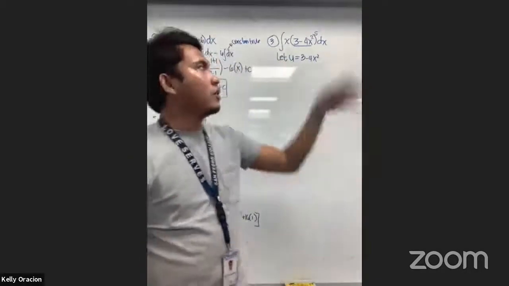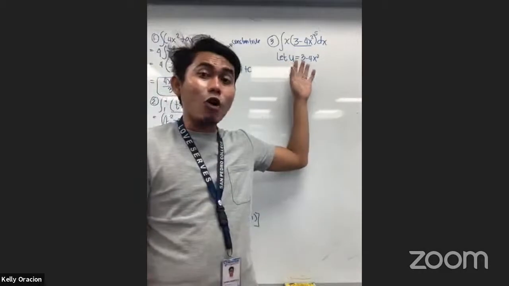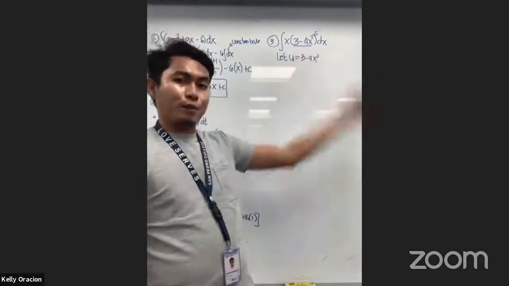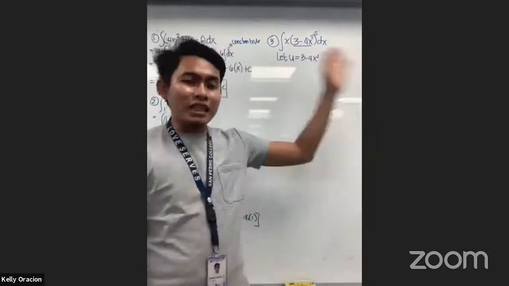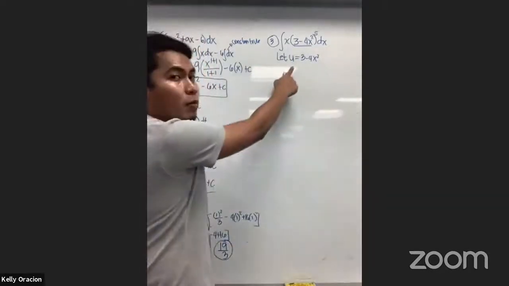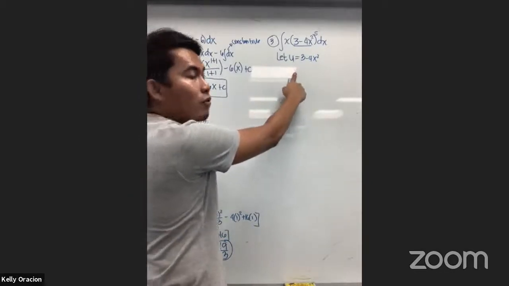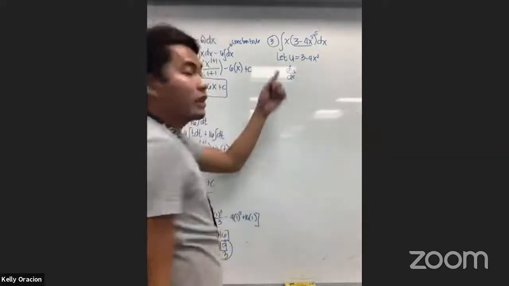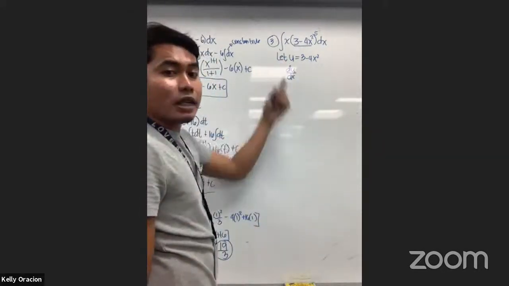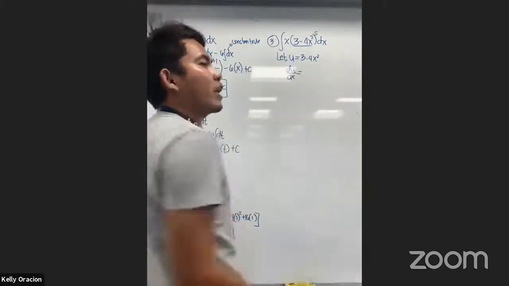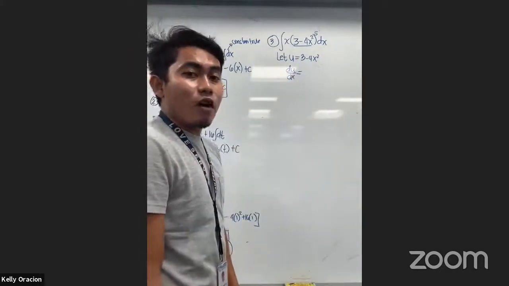Okay, let's continue. Again, it's not all the time that our base is our u. But in this example, it can be. So what is the derivative of u? The derivative of u with respect to x is du over dx equals, what's the derivative of 3?